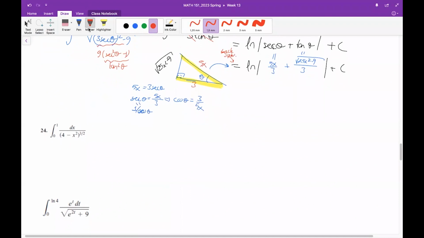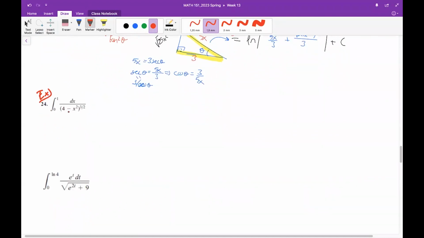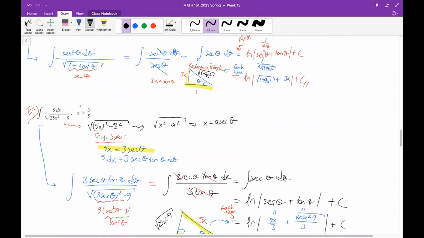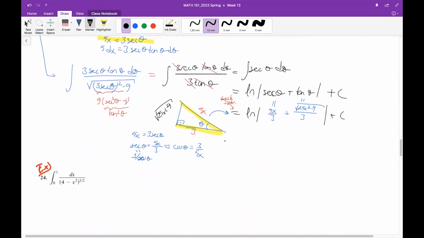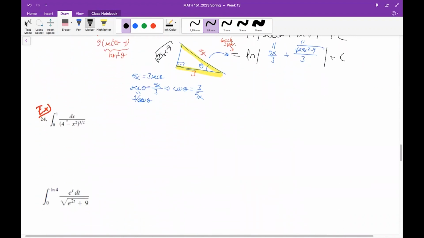Okay, then what is next? Look at this example, please. At first look, you cannot see any square roots, but only when we have square roots can you apply this type of substitution, these fixed substitutions.